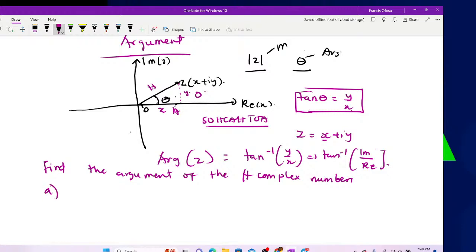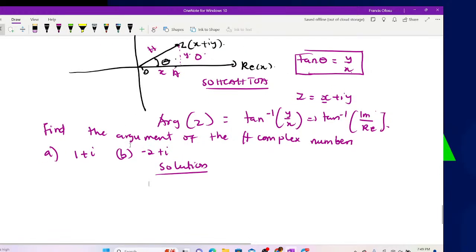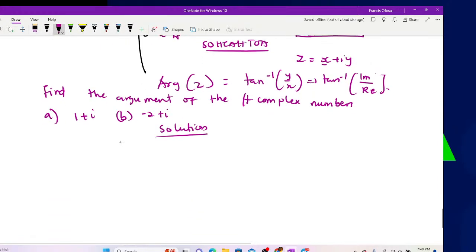I'll have my A, which is 1 plus i. Then I'll have B, which is simply equal to 2 minus i, right? So let me make it negative 2 plus i instead. I'll explain why. So let's find the solution for this problem. If you are asked to find the argument, they will simply say find arg of the complex numbers. For the modulus, they'll just simply put the z into bars. Take note of that.